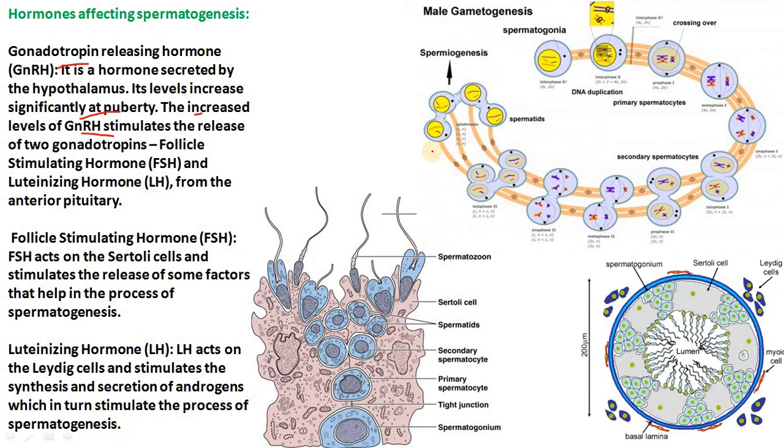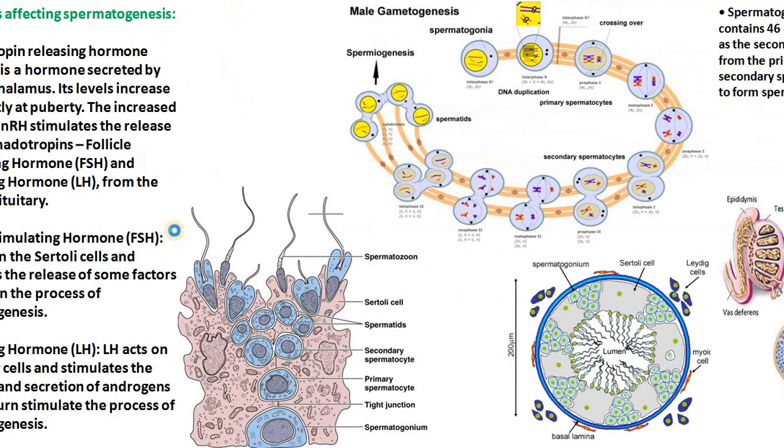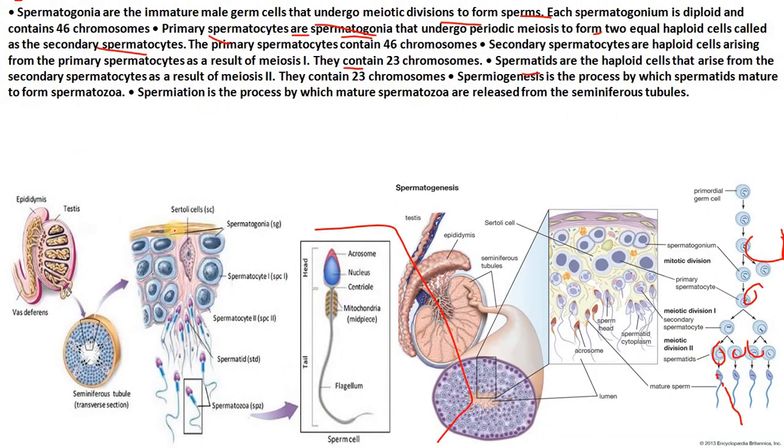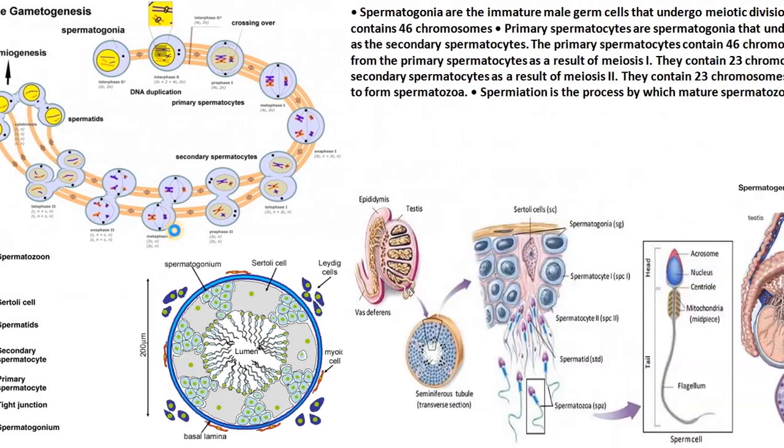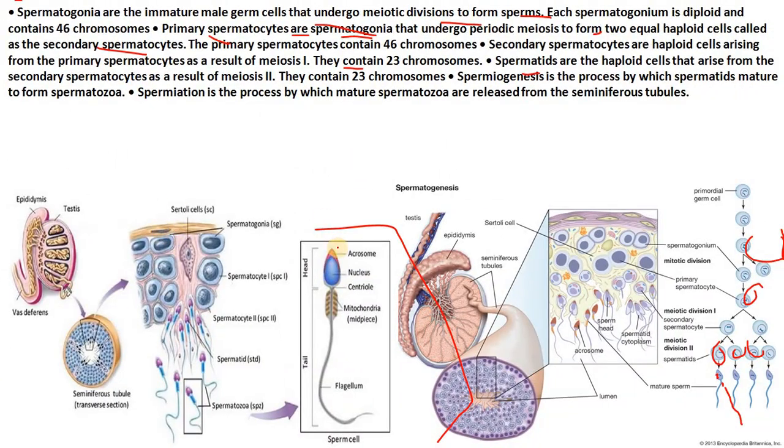So as you can see, there are mainly two kinds of hormones which facilitate the process of spermatogenesis. And if you insist, I can refer to the structure of sperm at a glance.